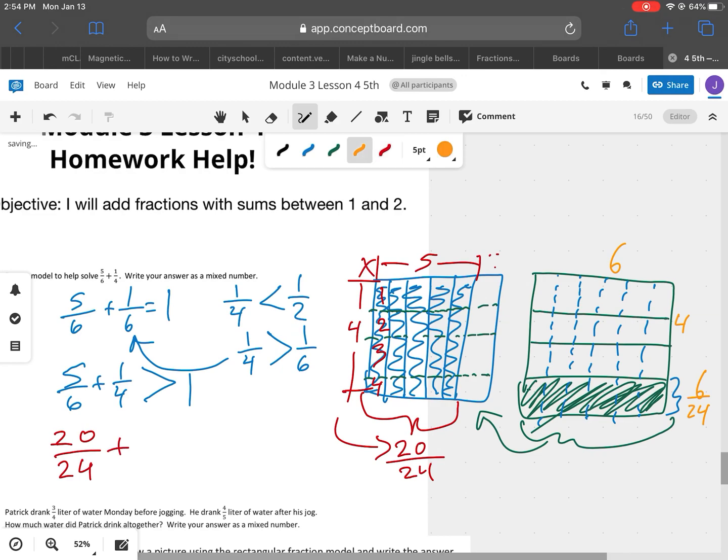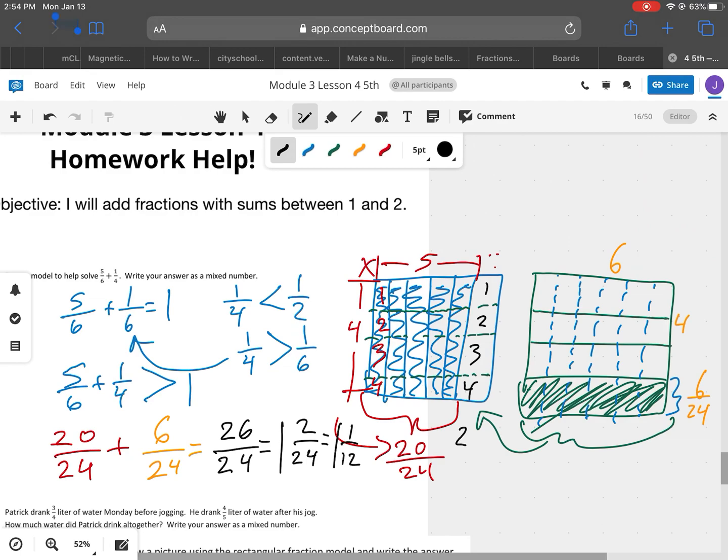plus 6 24ths, which is equal to 26 24ths. And we're going to change that into a mixed number. And I already showed you how we would have 1, 2, 3, 4 filled in. So that will be 1 whole. And we will be left over with 2. So it would be 2 24ths, or 1 and 1/12.